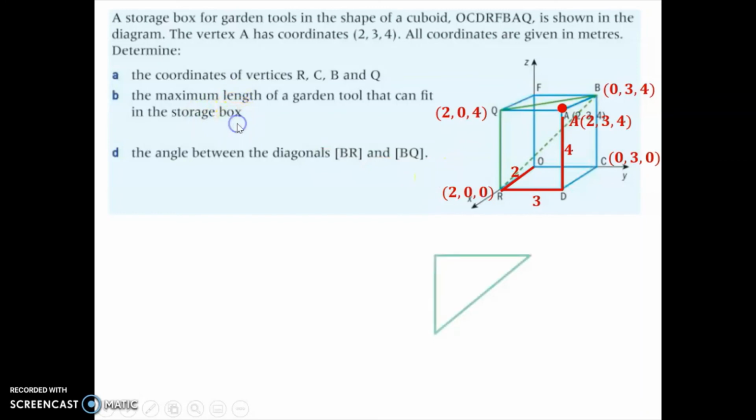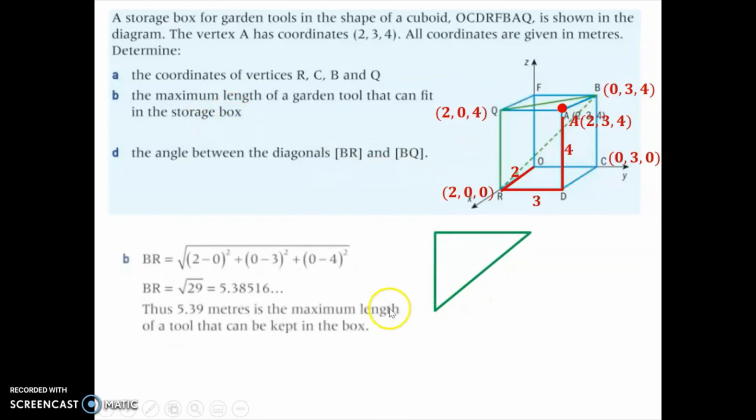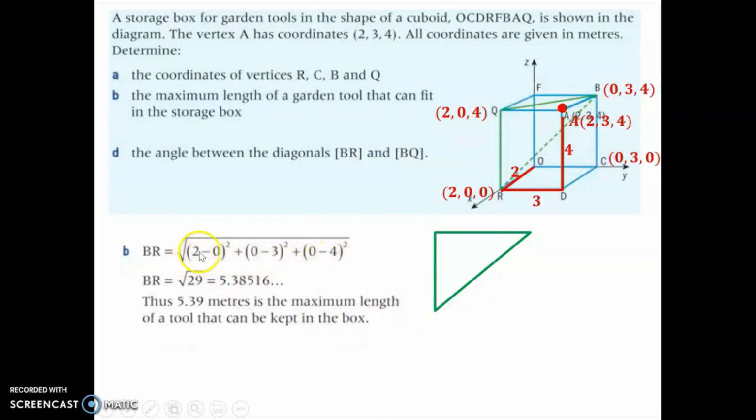Try it now. Okay, there's that green triangle. Here is the distance formula that we learned, now in 3 parts because we have X, Y, and Z coordinates. And here is the length of the garden tool, which is this length here. Okay, great. So now the last thing to solve is the angle between the diagonals BR and BQ. So look at BR, that's the garden tool length, the dotted line, and BQ is this top line. We want the angle between this green thing and this green thing. In other words, this corner angle, the green angle up here, that's this angle here in this diagram.